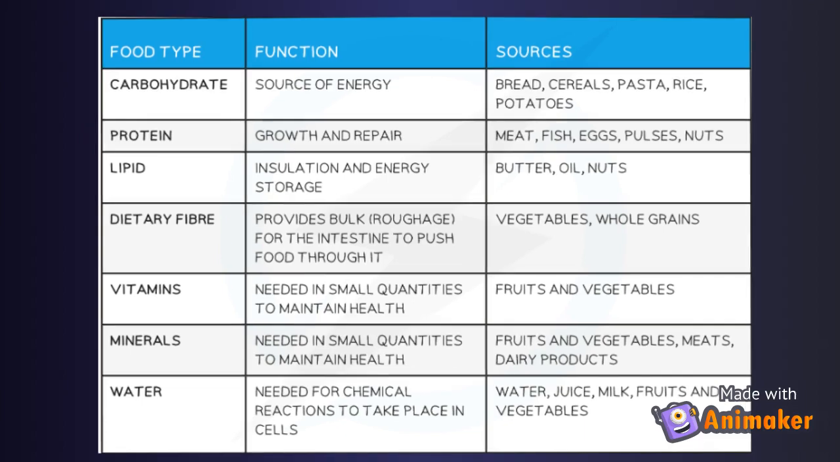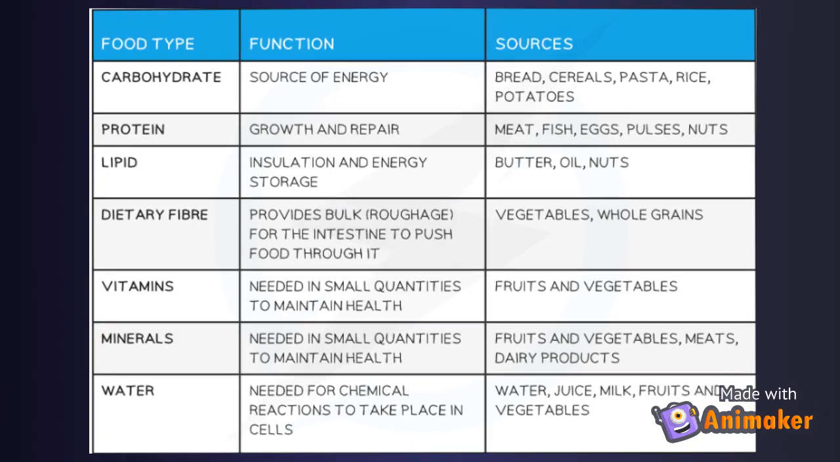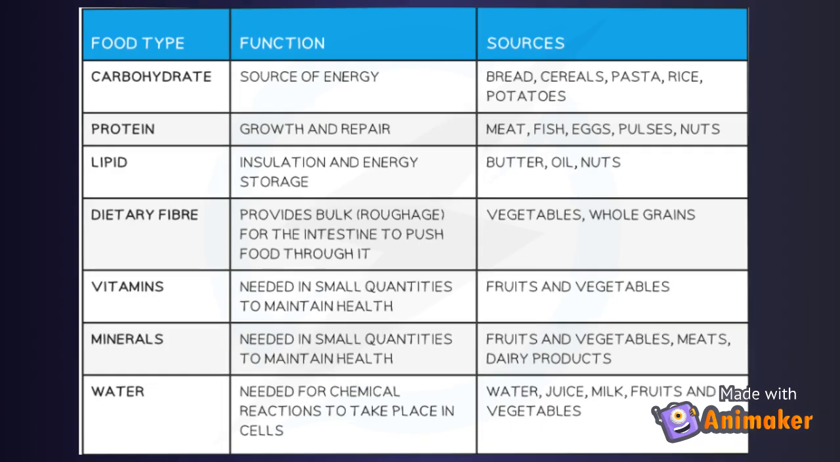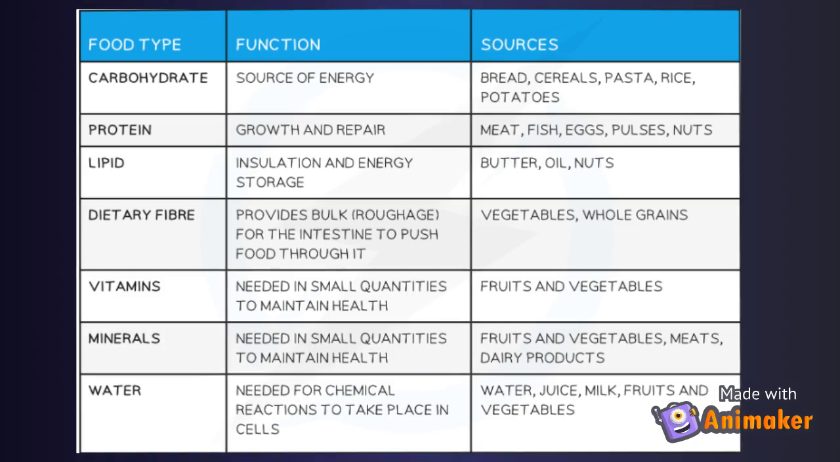Dietary fiber provides bulk, roughage for the intestine to push food through it. So it makes it easy to push food through the intestine. And the sources are vegetables and whole grains. Vitamins are needed in small quantities to maintain the health of a person. Sources are fruits and vegetables. Minerals' function is again to maintain health, same as vitamins, and the sources are fruits, vegetables, meats, dairy products.